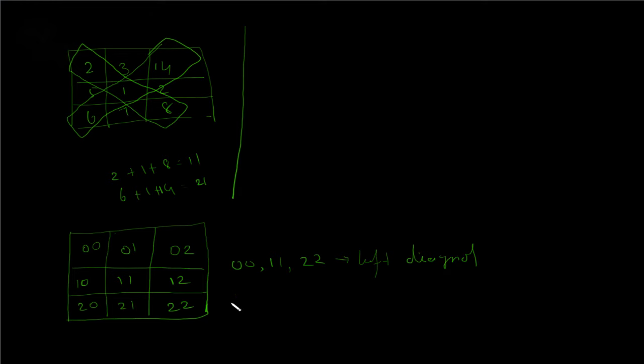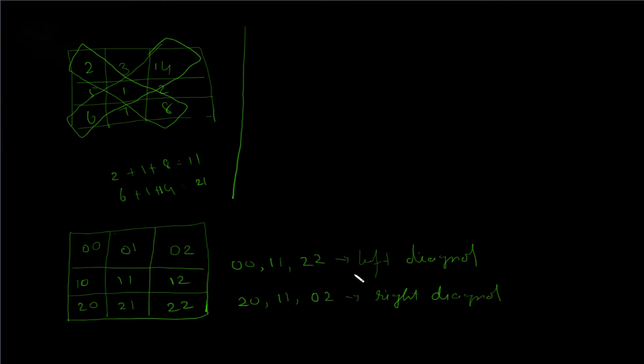Now the next value 6 lies in the position 2, 0, 1 lies in the position 1, 1 again, and 14 lies in the position 0, 2. This is for your right diagonal. So considering this 3 by 3 matrix, these are the values that we have over here.